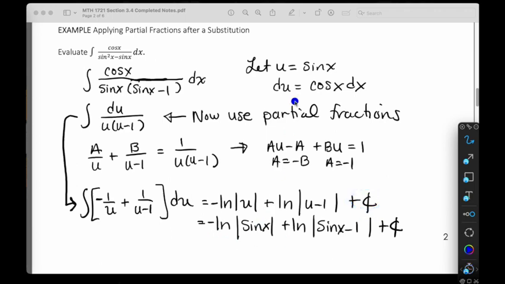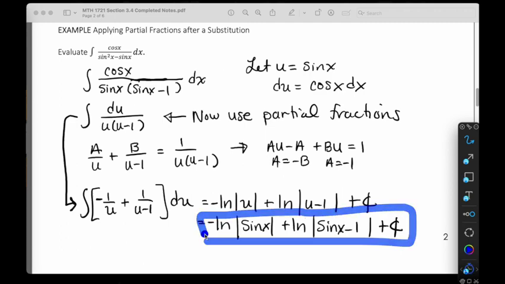And then I'm going to go back and resubstitute that u is sine x. So everywhere I see a u, I'm going to replace it with sine x. So here is my final answer.